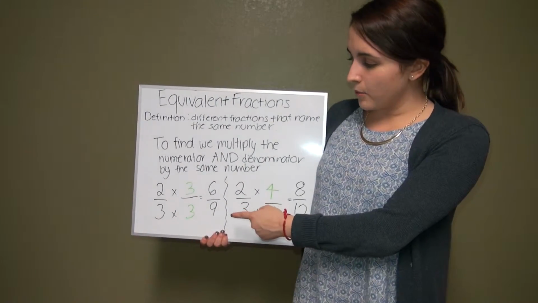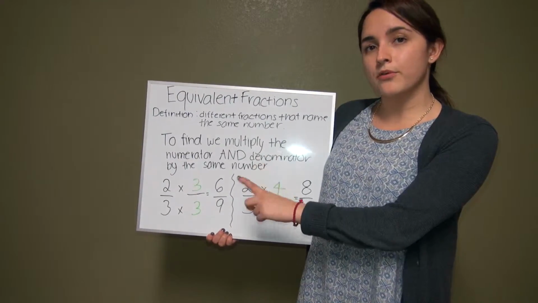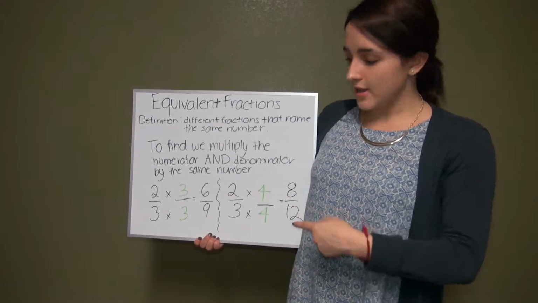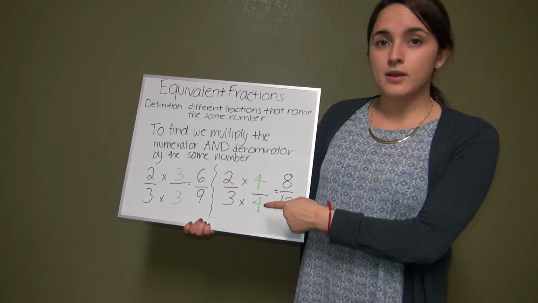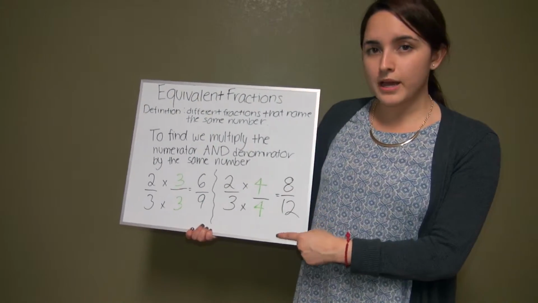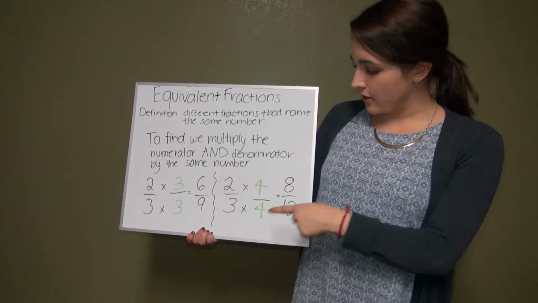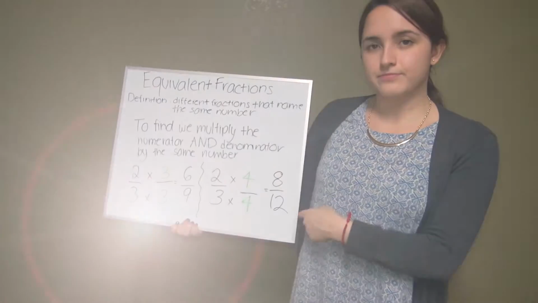So for this example, we have 2/3 and we multiply both the numerator and the denominator by 3 and we get 6/9. Over here, we have the same fraction, 2/3, but we multiply it by 4, both the numerator and the denominator, and we get 8/12.